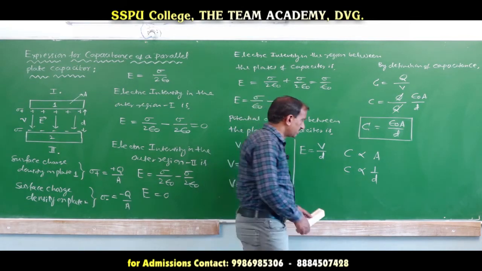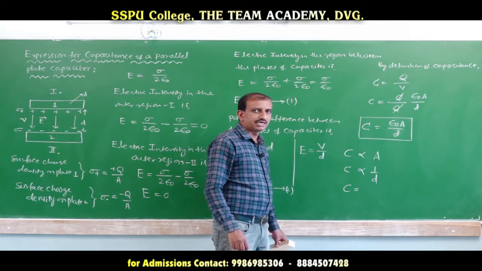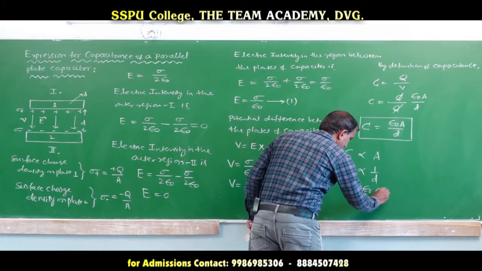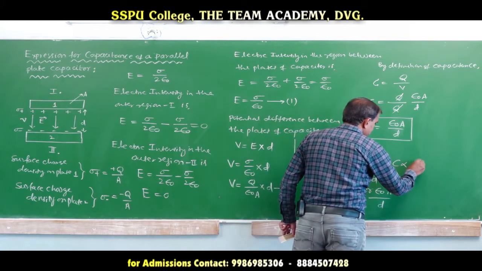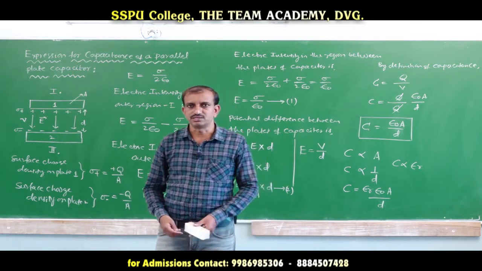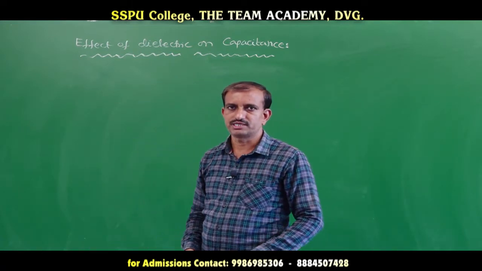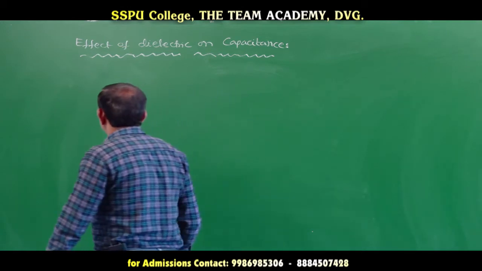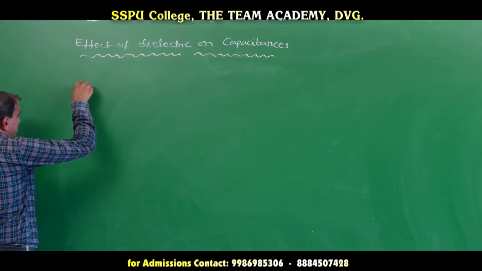Similarly, for a capacitor filled with a dielectric, the capacitance is given by the equation epsilon r epsilon naught into A by D. Therefore, capacitance also depends on the dielectric constant of the medium placed between the plates of the capacitor. Let us discuss the effect of dielectric on capacitance. To discuss the effect of dielectric, let us consider a parallel plate capacitor filled with a dielectric.